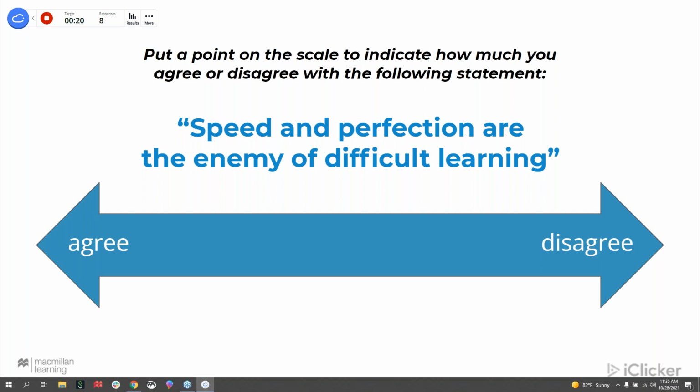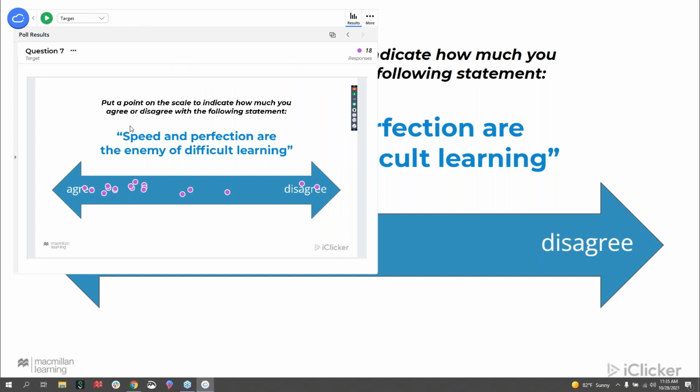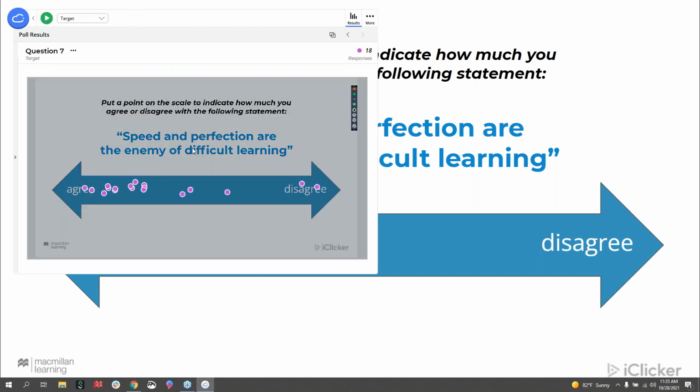This group has done a lot of these so far, so I'm not surprised to see the responses coming in quickly. All right. Ooh, look at that. Okay, I'm going to go ahead and stop it. Now let's go ahead and see our results. Okay, speed and perfection. It's all over the place.